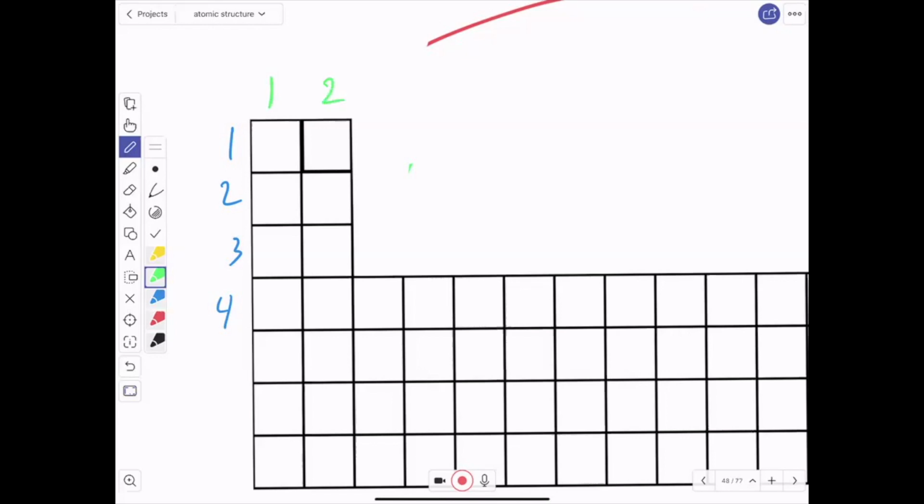So if I am to write hydrogen, how do I write it? I write 1. Which block? It's S. Which group? It's 1. What about helium? How do I write helium? Again, 1. Block is S. How many electrons? It's 2. If I am to write lithium, what do I write? I write 2. Block S. Group is 1, right? Can someone figure out beryllium?